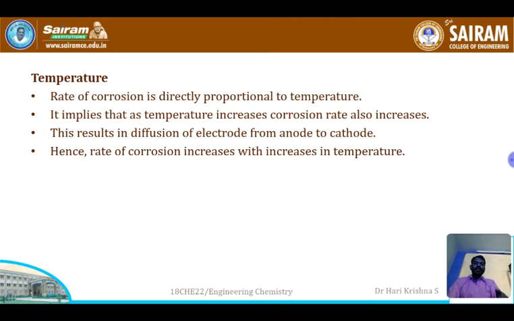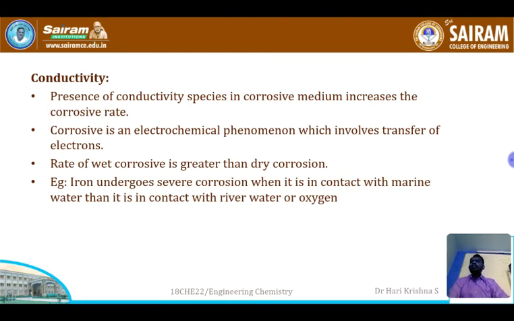In electroplating, a moderate temperature is maintained. As temperature increases, what will happen? Corrosion may occur. Okay. So our last factor is conductivity. Conductivity is very important. We discussed it in our previous factor, temperature, right? The rate of corrosion is greater in wet corrosion than in dry corrosion.